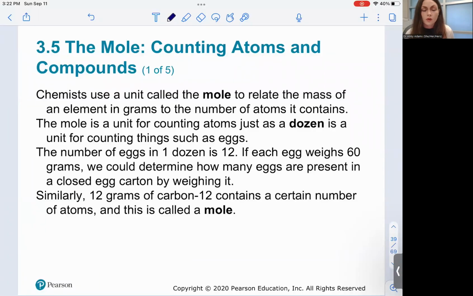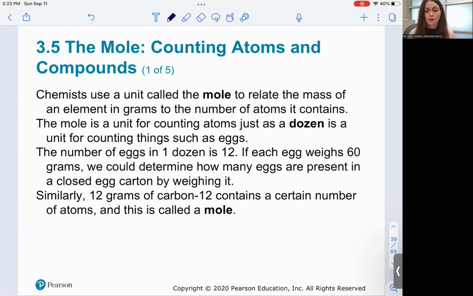So now we are on chapter 3, section 5. We're talking about moles. Moles are what chemists use whenever they are counting atoms. They're using that as a unit. So you're going to have a whole bunch of atoms in a mole. You can think of that term mole the way you think of, just for example, a dozen eggs, or a dozen donuts.